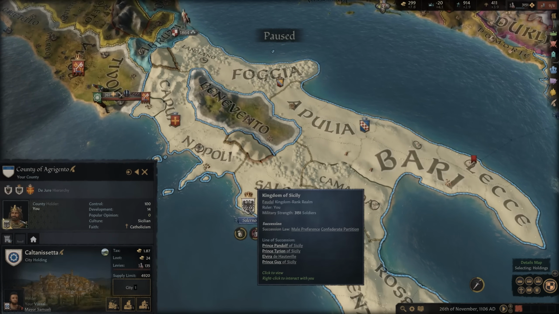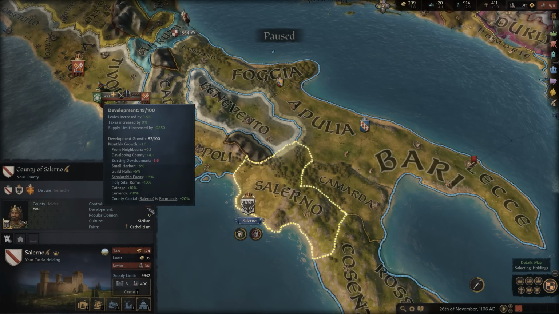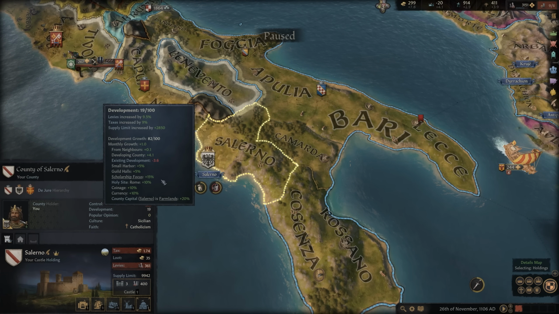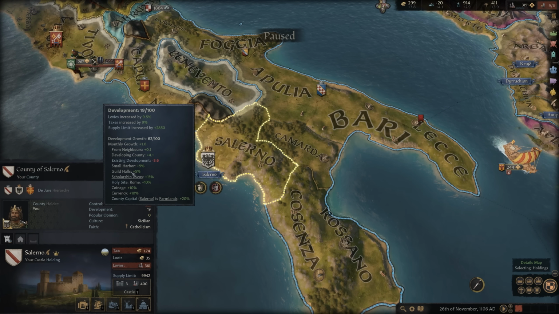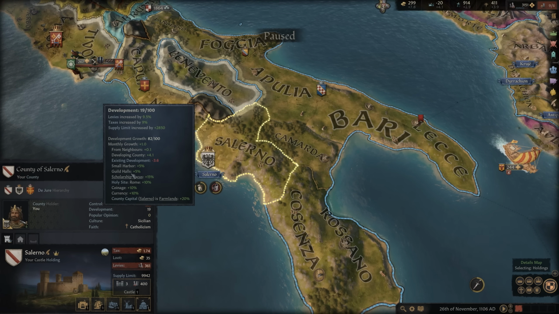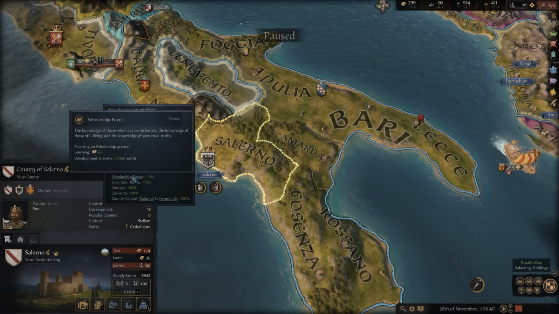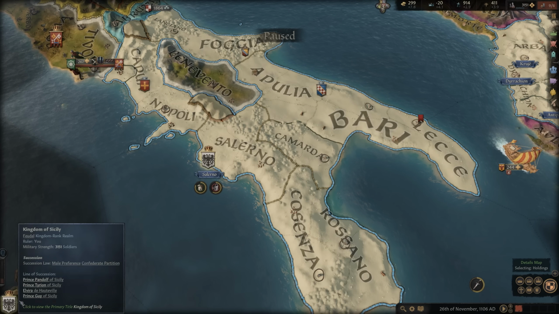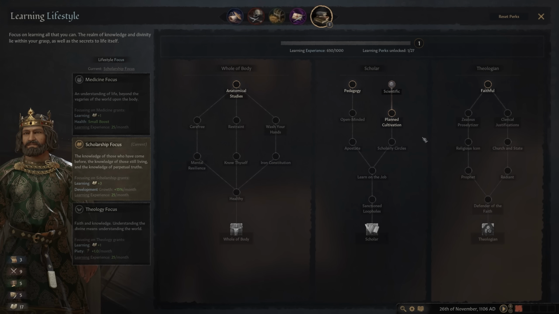And furthermore, taking a look back at Salerno, looking at development, your development can be increased by a lot of situations. Of course, small harbor and guild halls, which are buildings, we'll go into those a little bit later, but those are going to increase your development growth. Also, your lifestyle focus, such as scholarship focus in this case, is going to increase our development growth. You can also go into your lifestyle traits and choose specific traits that help out. Planned cultivation increases development in county efficiency, plus 20%.